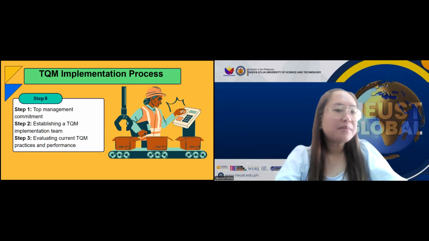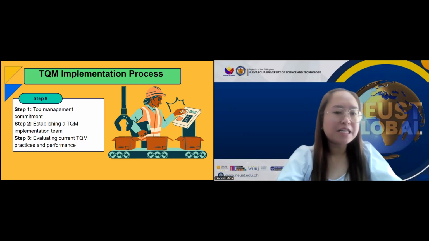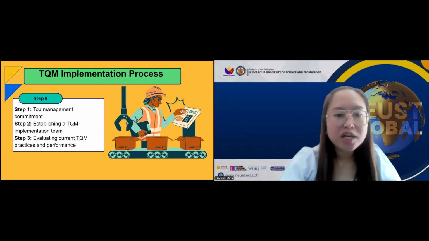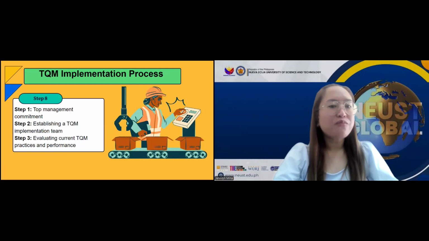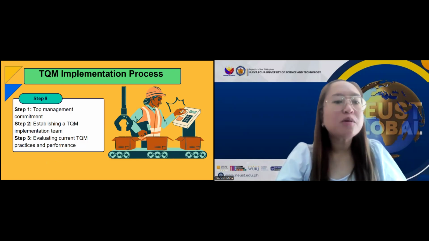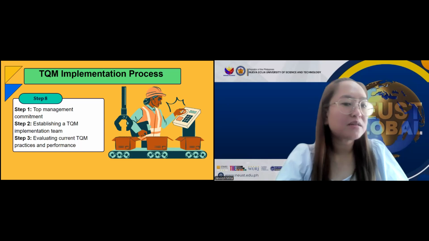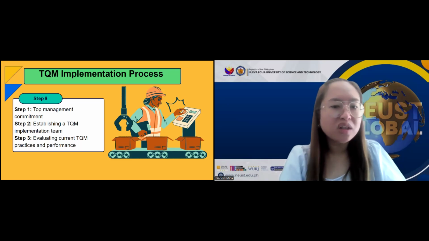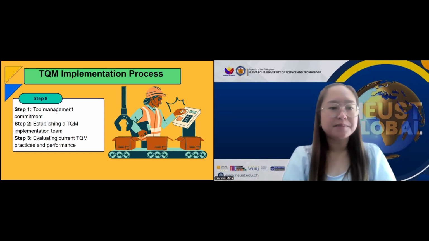The total quality management implementation model follows a step-by-step process to ensure continuous improvement and quality management in an organization. The first step is top management commitment. The first and most crucial step is that top management must be fully committed to total quality management. Without leadership support, quality initiatives will not succeed.